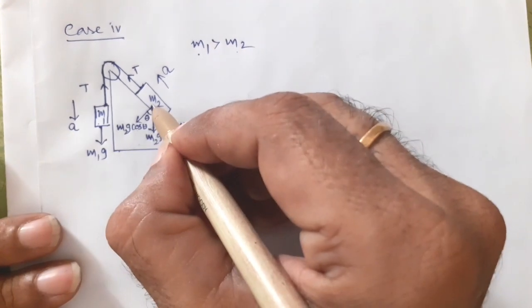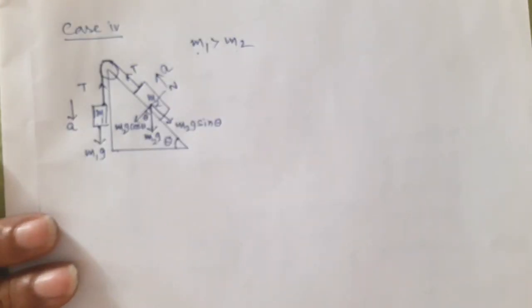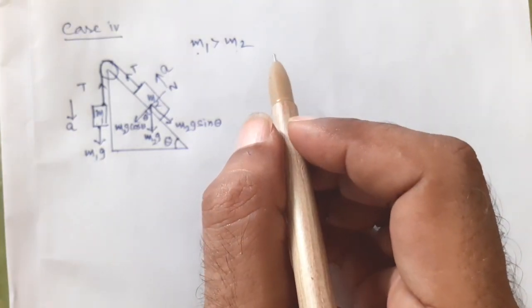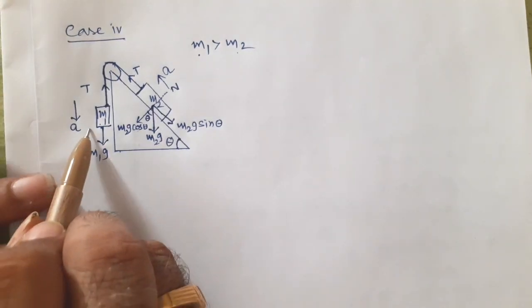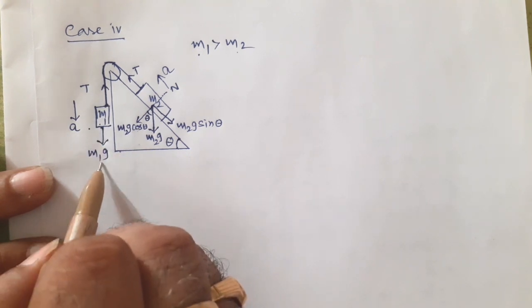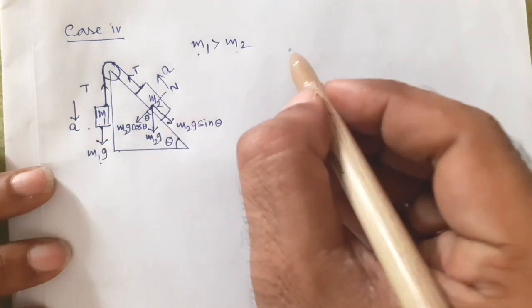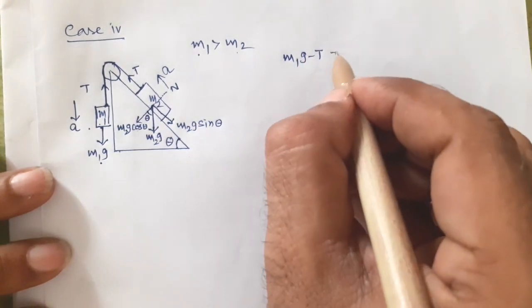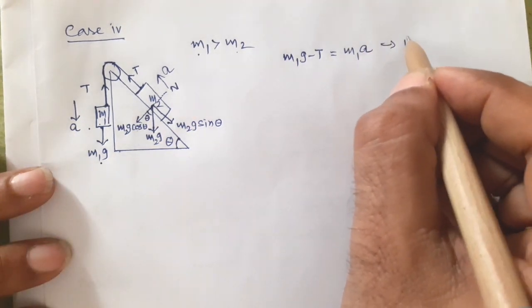Now this component is opposite to the reaction force N. Now we are going to write the equations to calculate the acceleration and the tension. Firstly, consider this mass. Here this mass moves in the downward direction, tension is in the upward direction. Therefore, you can write that m1g minus T, the resultant force, is equal to m1a. This is our equation 1.